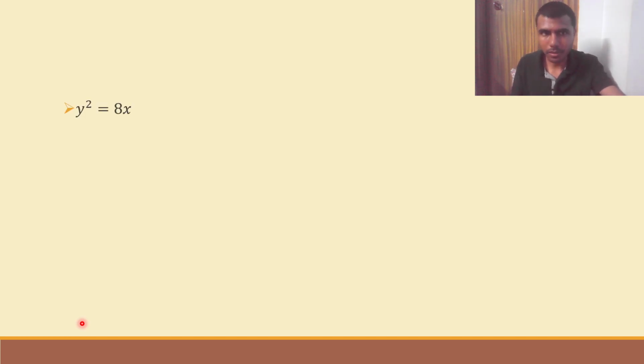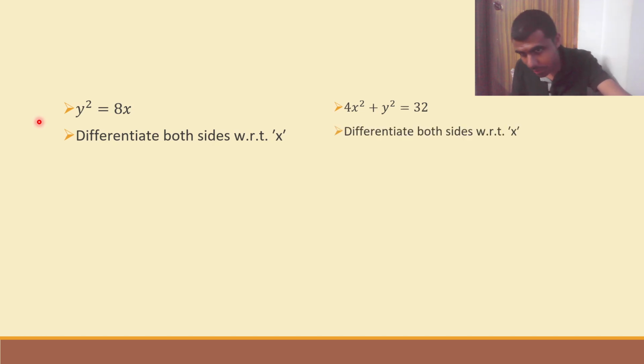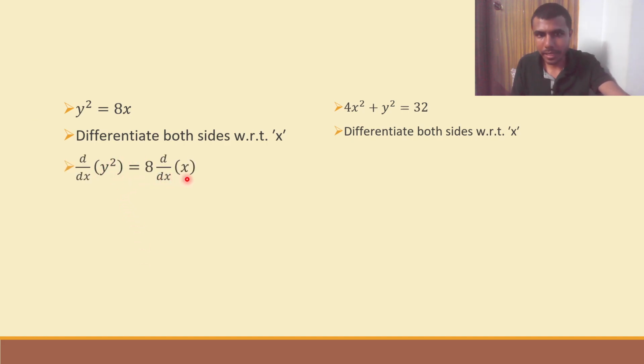The first curve is this, y square is equal to 8x. Second curve is this. Now differentiate both sides with respect to x. Now d by dx of y square is nothing but 8 into d by dx of x. Because 8 is a constant, you can keep it outside of the derivative. Here also, 4 into the derivative of x square plus the derivative of y square is equal to the derivative of 32.